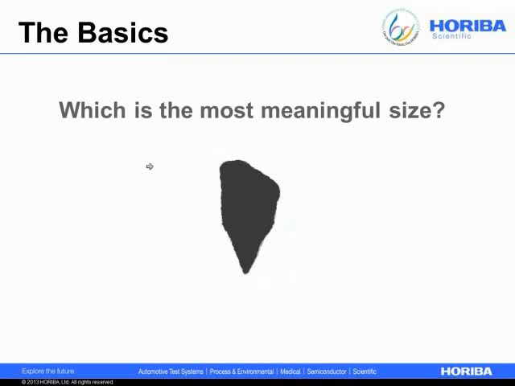So the basics of particle size. You have a particle, you want to measure the size, but what is the most meaningful size? Is it the width of the particle? Is it the length of the particle? Or is it even the diagonal? Is it some kind of hypotenuse of the particle?